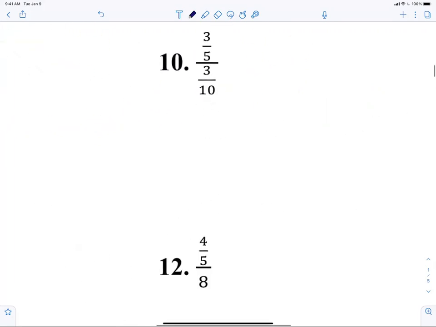All right, number 10, go. So it's 3/5 times 10 over 3. And you can cross out the 3's and make them 1s, and cross out the 5 as a 1, and the 10 is a 2. So you get 2 over 1. Yay, 2 over 1, which we'll just call 2, right?